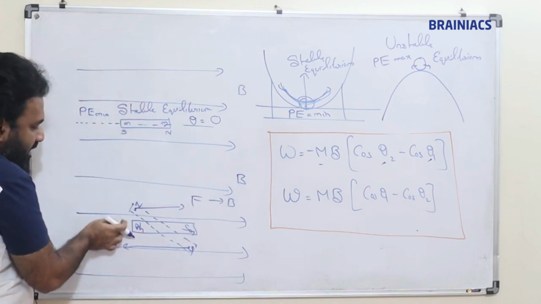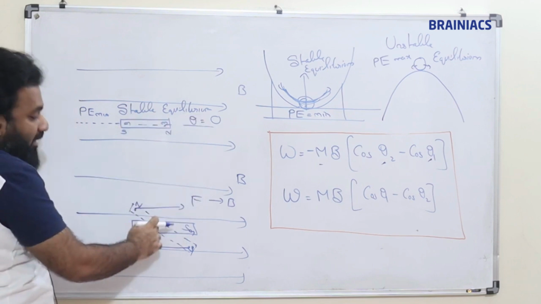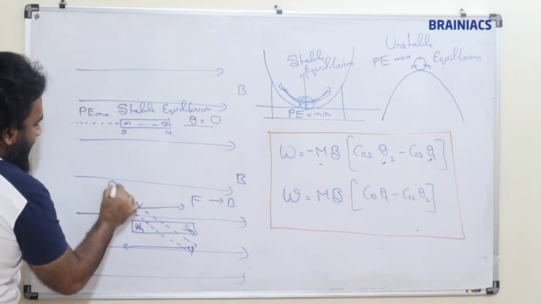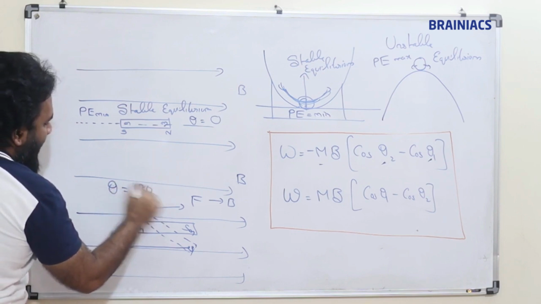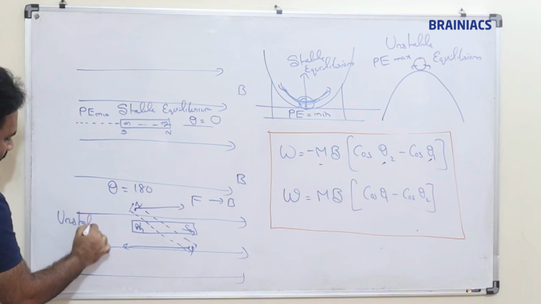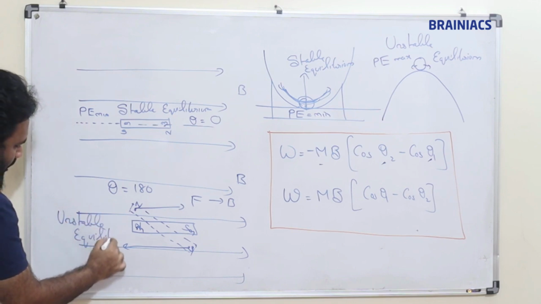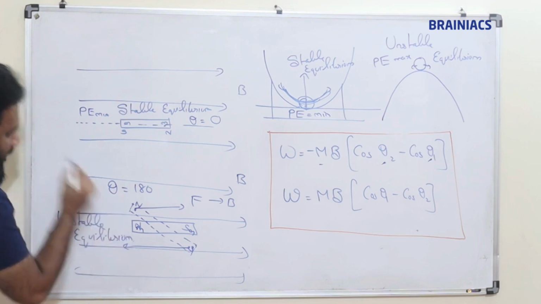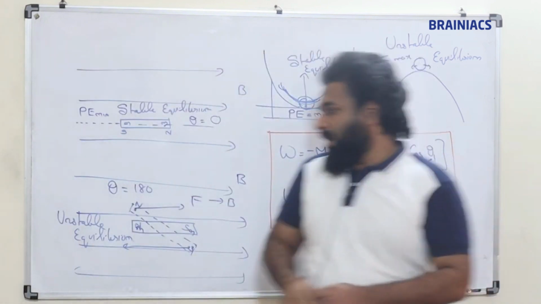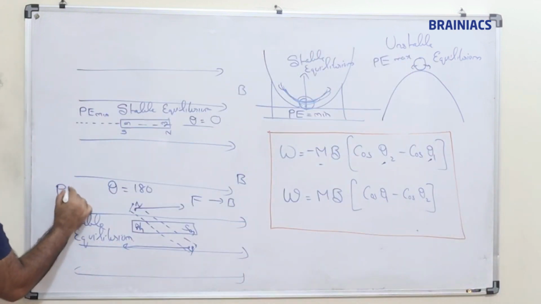So if I displace it a little, it will go back to where? It will try to go back to stable equilibrium. So here the angle theta is equal to what? 180 degrees. We could say this is unstable equilibrium. Okay, please note it down. And here we are going to have maximum potential energy.